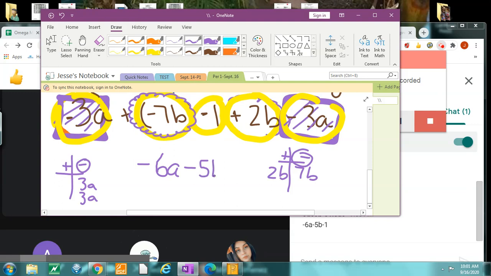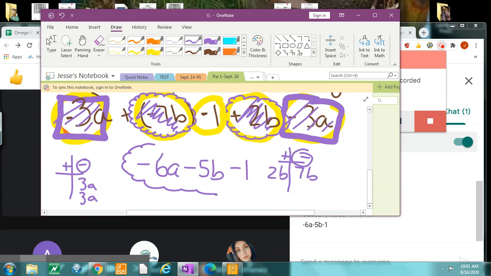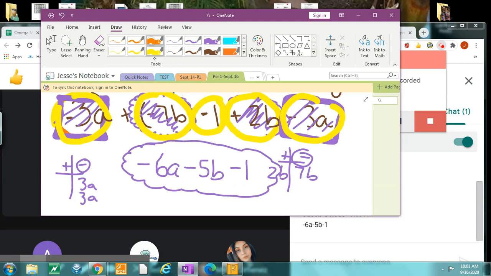All right. So then the b's are gone. Bam. See that? The b's are gone. So what's left over? Anybody? Myrna? Negative 1. And you leave your answer like that. You have your negative 6a, your negative 5b, and your negative 1, and that is your answer. Don't add them together. A lot of kids do that. So, and that's your answer, and then boom, we're done.